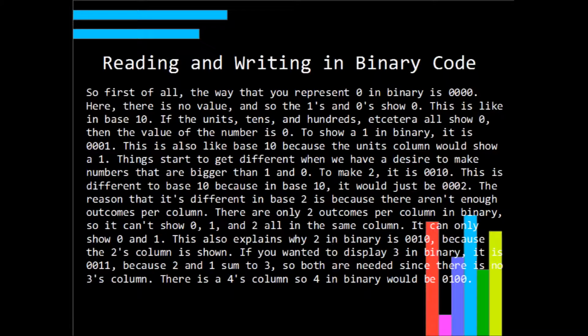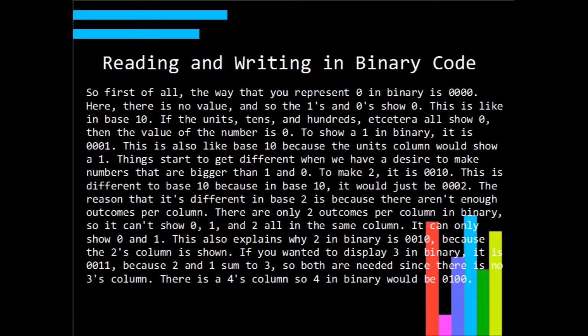To show a 1 in binary, however, it's 0, 0, 0, 1. This is also like base 10, because the units column would show a 1. Things only really start to get different when we decide to make numbers that are bigger than 1 or 0, which is, of course, most of the time. We're not going to be dealing with 1s and 0s for the whole of our lives.